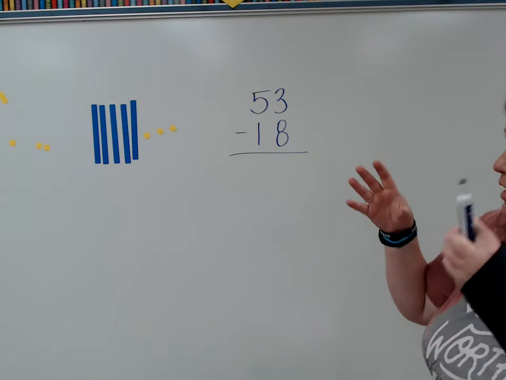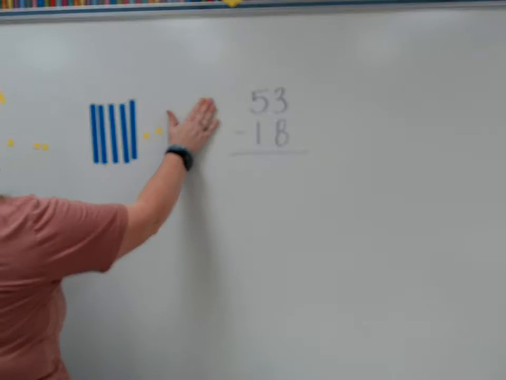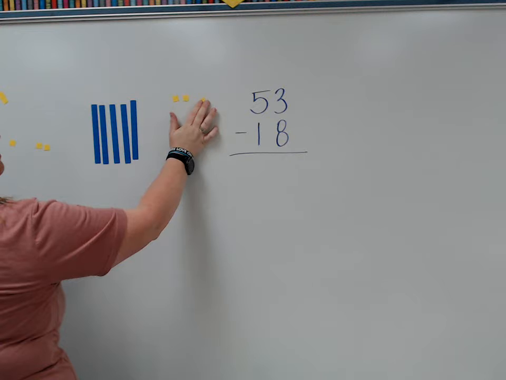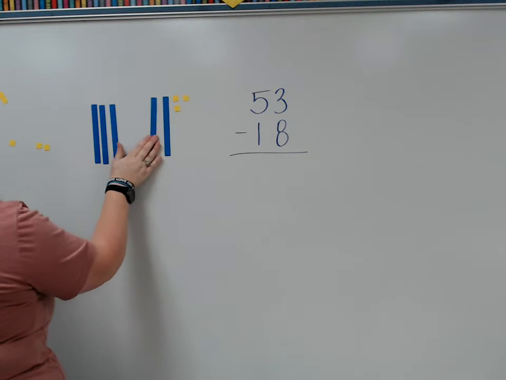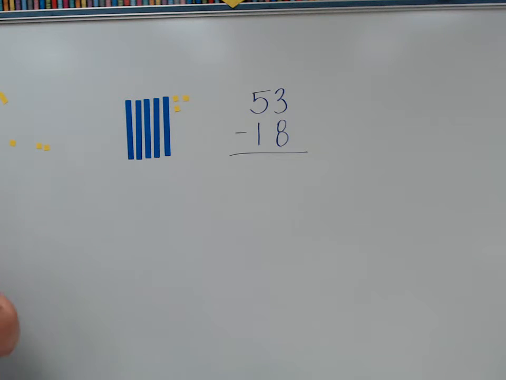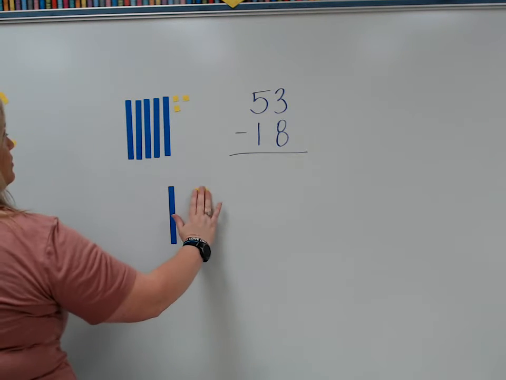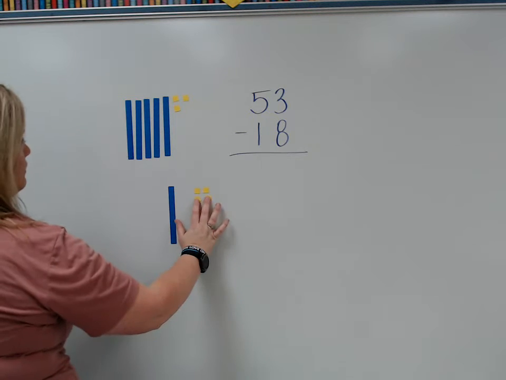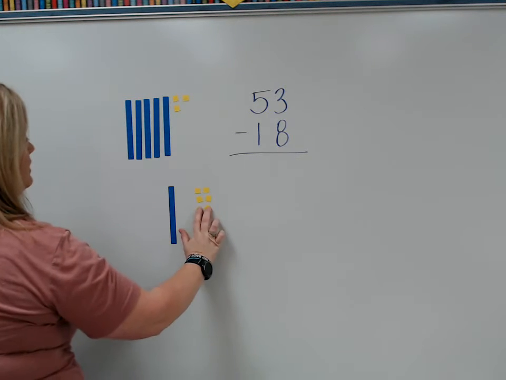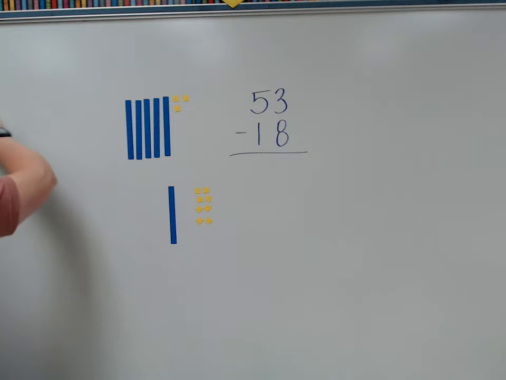Now, I want to set up my problem with my unit blocks. I have 1, 2, 3. Then that's 13, 23, 33, 43, 53. So now I'm going to have 18 down here. That's 1, 2, 4, 6, 8. And if I'm not mistaken, 1, 2, 3, 4, 5, 6, 7, 8, 9. I'm going to need one more of these little beauties.